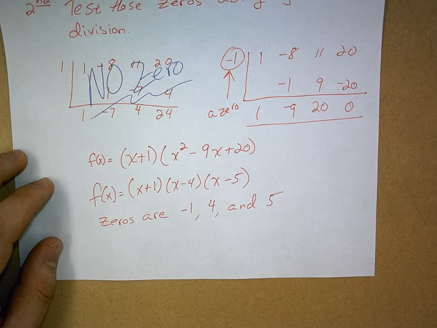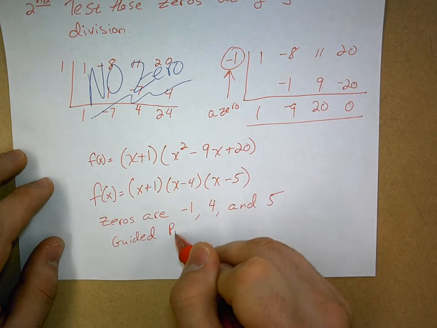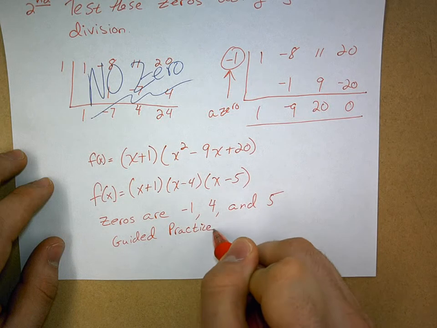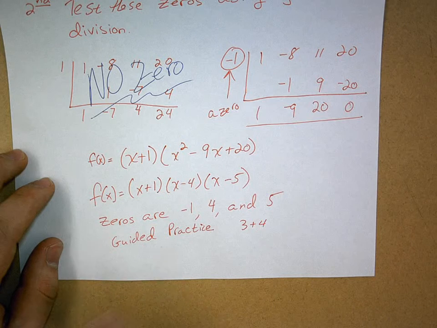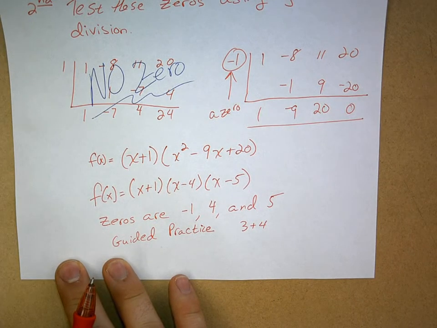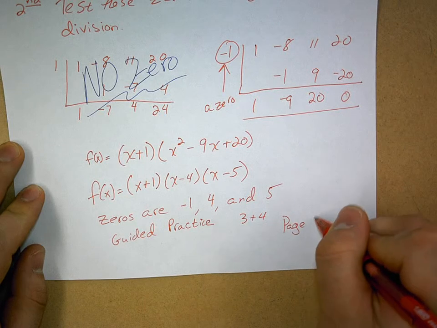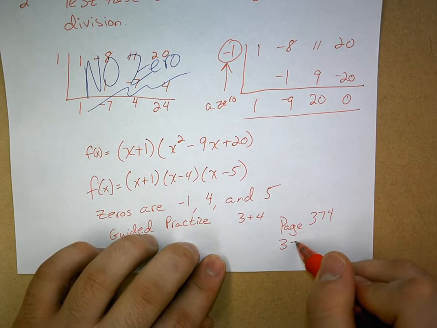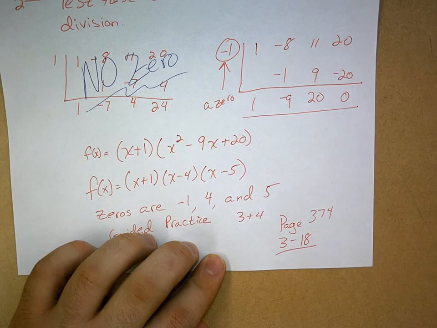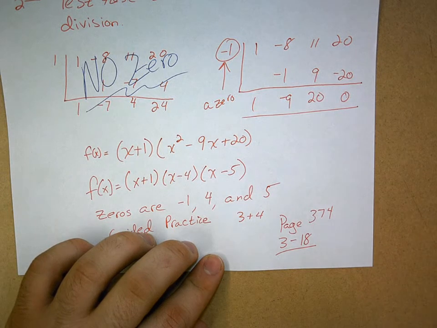Got it? Good. Try the guided practice, 3 and 4. And go back and see if you could finish all the problems that were on page 374, numbers 3 through 18. If you finish them already, try working on problems 24 through 35.